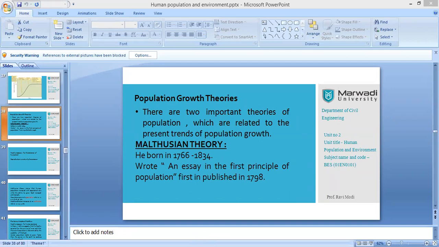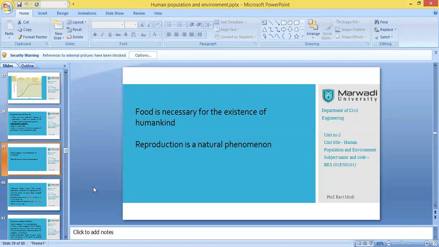Yes, so population growth theories. Let us quickly discuss that. There are two important theories of population which are related to the present trends of population growth. The first and foremost is the Malthusian theory. Malthus is a famous scientist, born in 1766. He wrote the essay on the principle of population, first published in 1798, where he gave certain theories regarding the population and population growth rates. Let us have a look at the points that he has given.